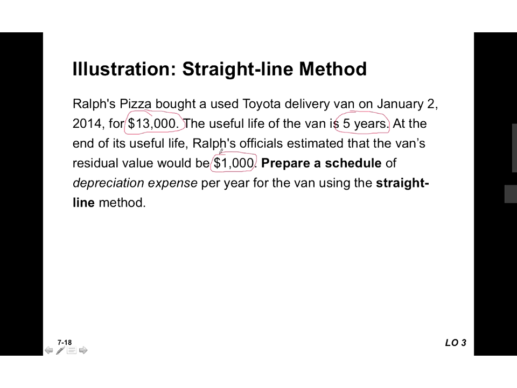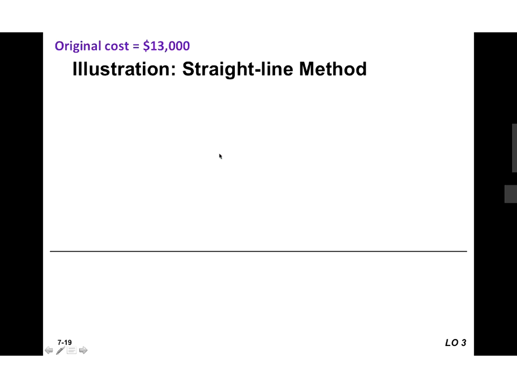Okay, so we have to prepare a schedule of depreciation expense. A schedule of depreciation expense is not a financial statement. It's just so we can see how the different things change: accumulated depreciation, depreciation expense, book value. So those numbers that I circled are what we use: the $13,000 original cost, 5-year estimated useful life, and the $1,000 estimated residual value.